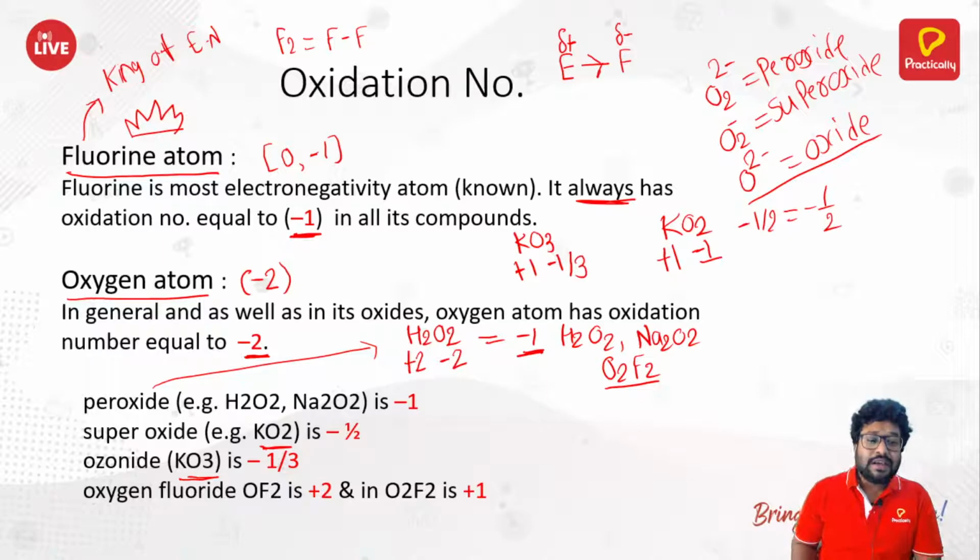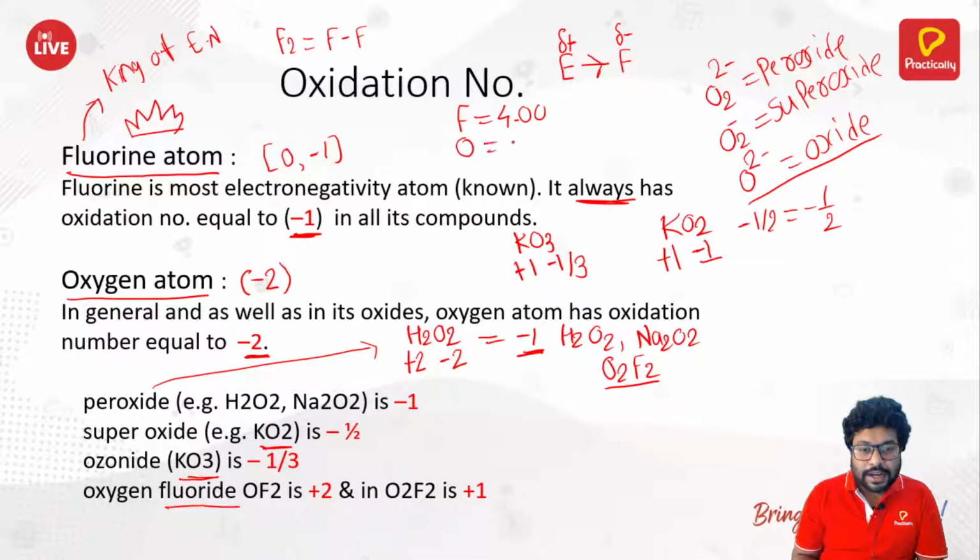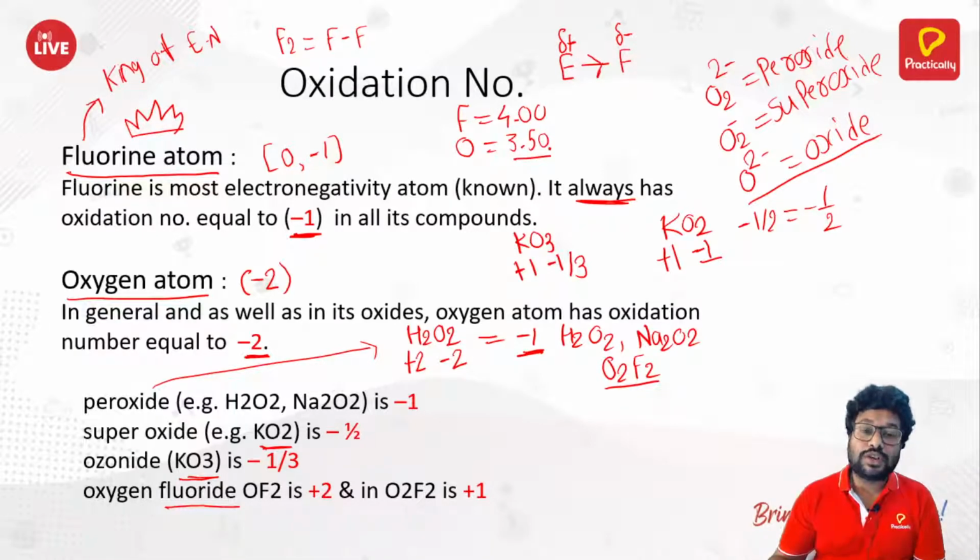And lastly, oxygen with fluorine. As I told you earlier, fluorine is the most electronegative element. With fluorine, oxygen also goes to the positive oxidation state because oxygen is a queen. You can say it's the queen of electronegativity, because if fluorine's electronegativity is 4.00, oxygen's electronegativity is 3.50. Oxygen is the second most electronegative element of the periodic table.